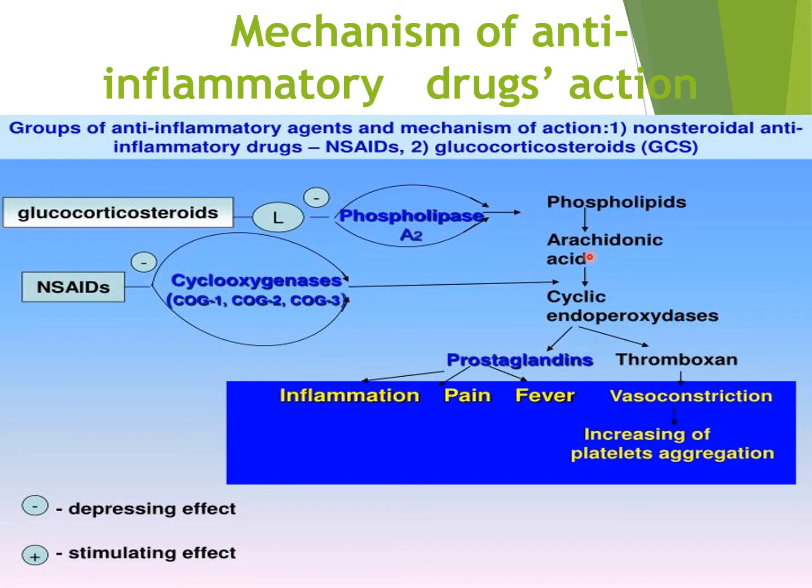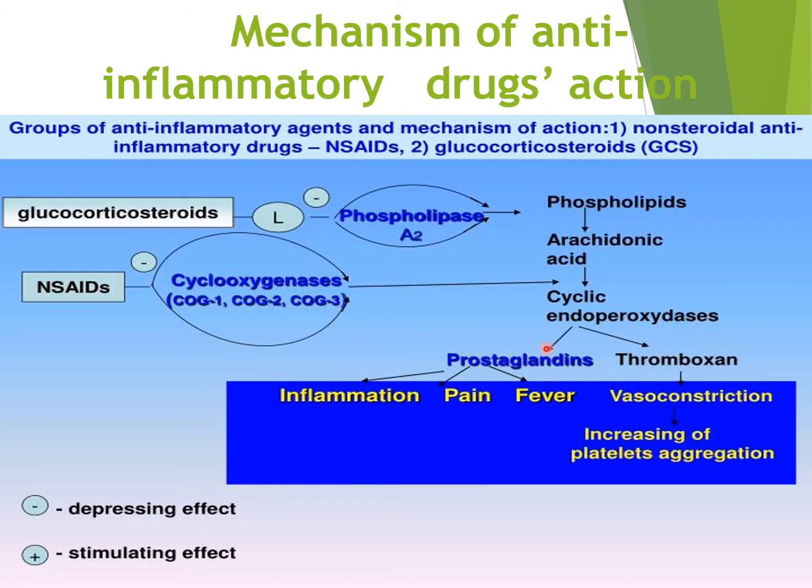Then arachidonic acid is transformed to cyclic endoperoxides. So endoperoxides are prostaglandins and thromboxane. Prostaglandins lead to inflammation, pain, fever. Thromboxane leads to vasoconstriction and increasing of platelet aggregation.